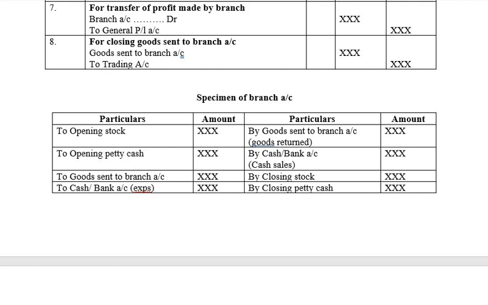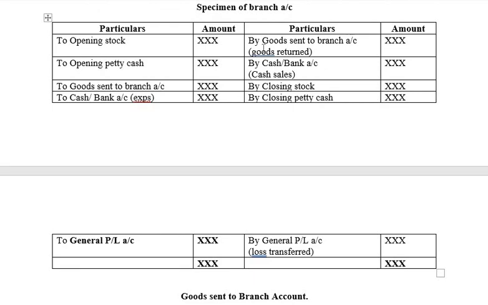Next, by goods sent to branch account, that is if you have received the goods back from the branch in terms of returns, then it goes to the credit side. By cash and bank account in terms of cash sales. By closing stock. By closing petty cash account, and then by general profit and loss account. If it is profit it goes to the debit side, if it is loss it goes to the credit side. These are nothing but the balancing figure. So this is how the branch account looks.